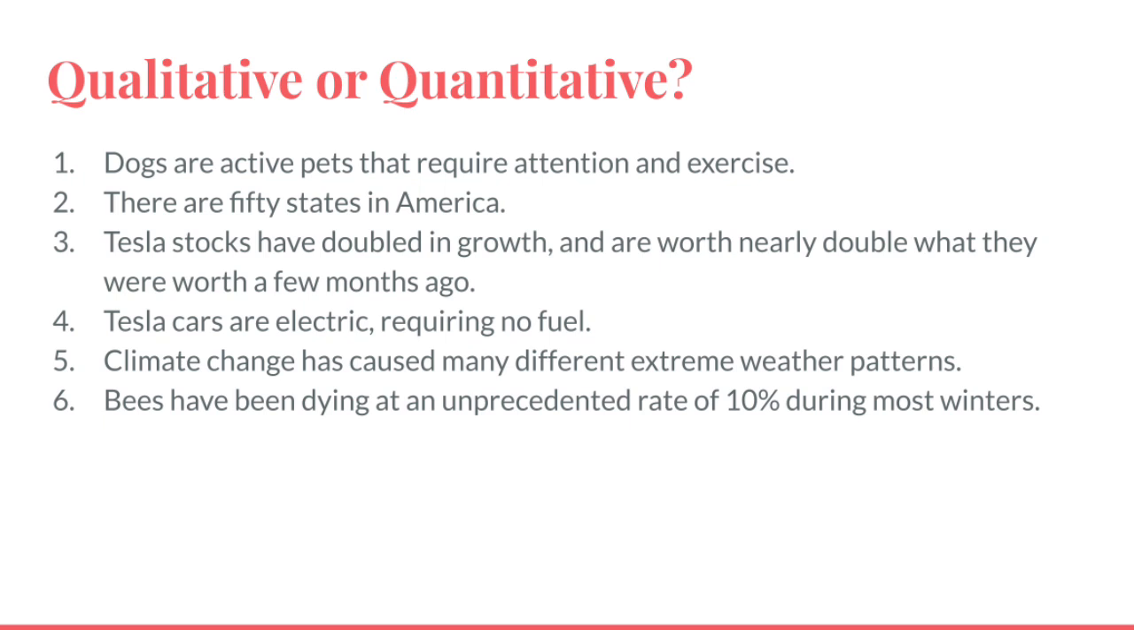So qualitative. Finally, bees have been dying at an unprecedented rate of 10% during most winters. This is probably the easiest one. This would be quantitative as 10% is a statistic that is measured in a numerical value.